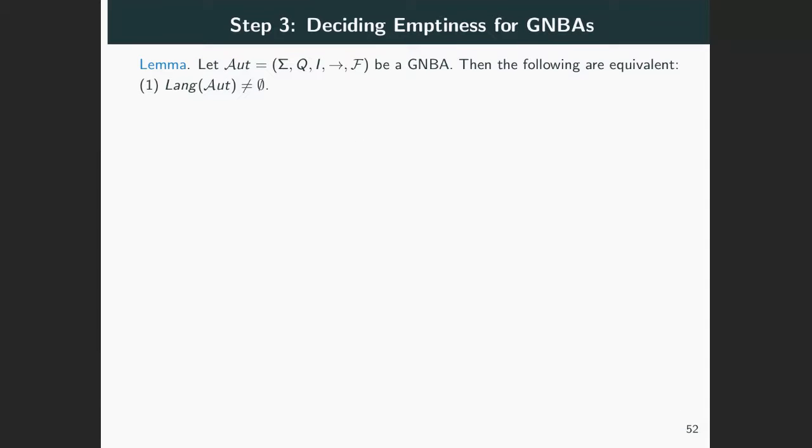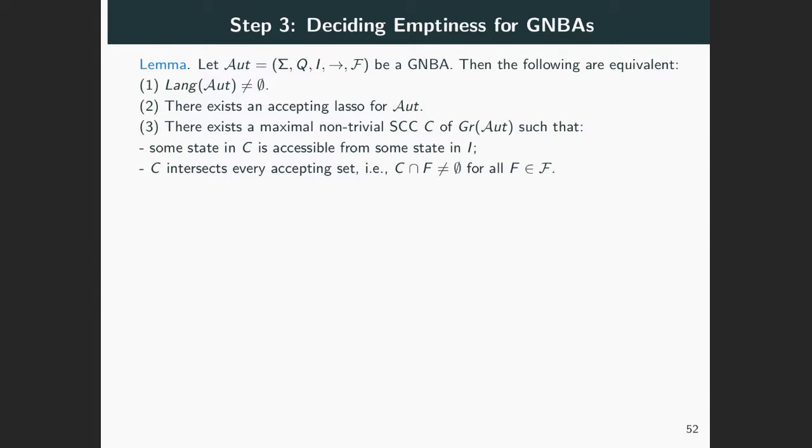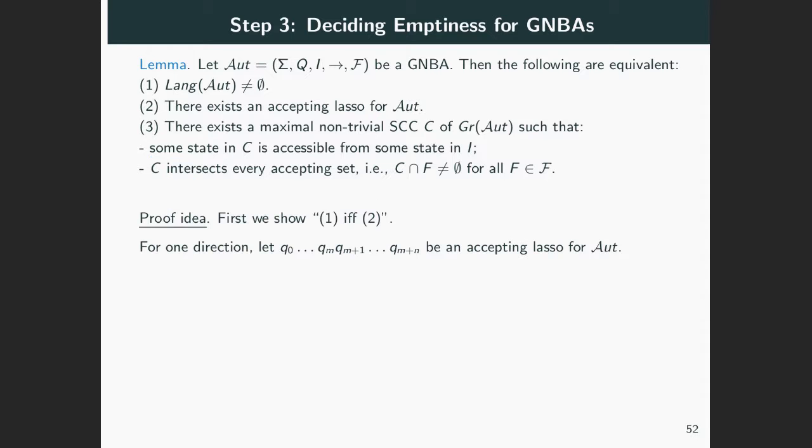Now, let's take the lemma that will help us prove decidability. For an automaton, non-emptiness of its language is equivalent, on the one hand, to the existence of an accepting lasso, and on the other hand, to the existence of a maximal, non-trivial, strongly connected component of the underlying graph, which is accessible from the initial state and intersects every accepting set. Let's prove the equivalence of the first two statements.